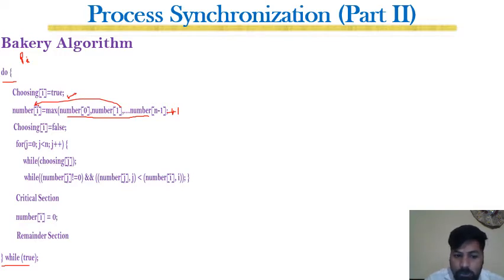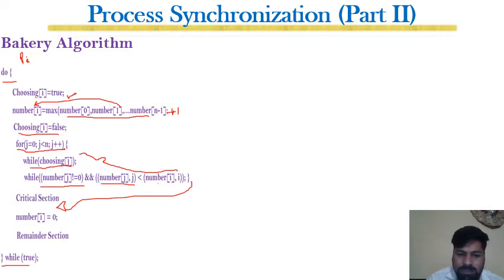Similarly, then choosing at i will become false. Internally we have another loop, that is a for loop. For j equal to 0, j less than n, j plus plus, while choosing at j, and while number at j is not equal to 0, and the pair number at j, j is less than the pair number at i, i, then do nothing. So this is a blocking stage. In this stage, processes are being blocked. And once a process evaluates all the other processes, and they are not willing to enter the critical section and are not in the critical section, then that process will enter the critical section. So this is basically the entry section, right? And once it leaves the critical section, it resets the value at number i to 0, and then it enters its remaining section.